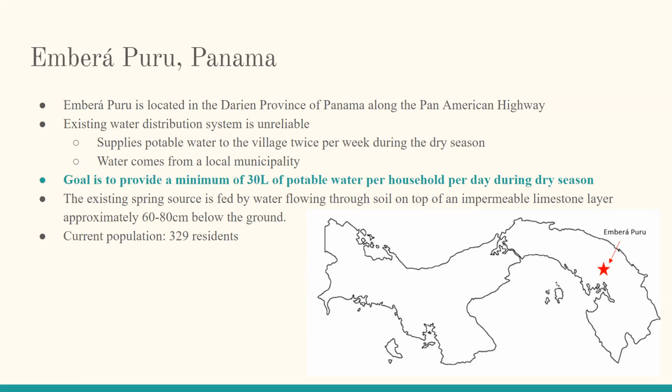So beyond our goal of reducing the budget, our other goal is to provide a minimum of 30 liters of potable water per household per day. In the community, there is an existing spring source, which the previous senior design group utilized as their main source for water. This is fed with water which flows through soil on top of an impermeable layer of limestone, which sits about 60 to 80 centimeters below the ground. The community deemed this spring source to be viable and that it would not run dry. So that's an assumption we're sticking to throughout our design project. And the current population is 329 residents.